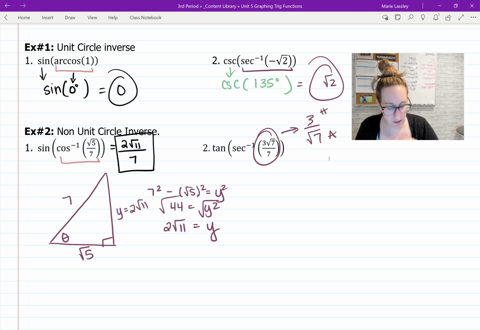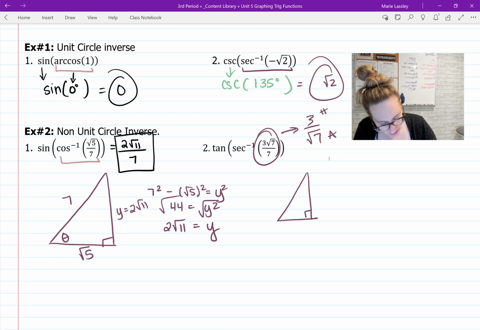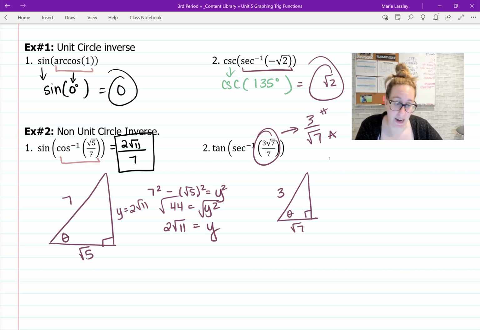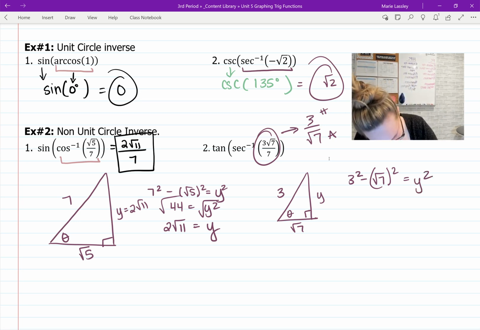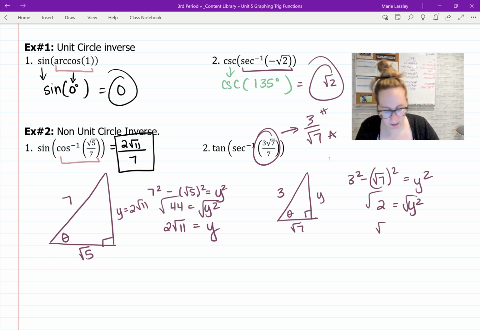Now I'm gonna draw my triangle. Again, it's positive, so I'm in the first quadrant. So I'm just gonna draw a first quadrant triangle. Hypotenuse is 3, adjacent side is root 7. Cool. Now I'm going to go ahead and do the Pythagorean theorem. So 3 squared minus root 7 squared equals y squared. So that's 9 minus 7, which is, what is that, 2? Yeah, 9 minus 7, 2. 2 equals y squared, square root both sides. So we have root 2 equals y. And that can't be simplified anymore. It is what it is.